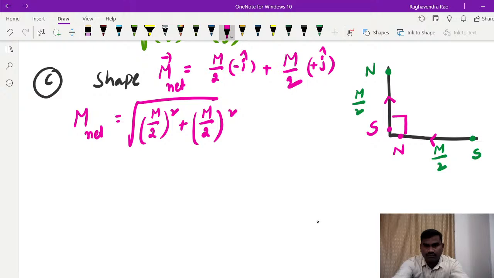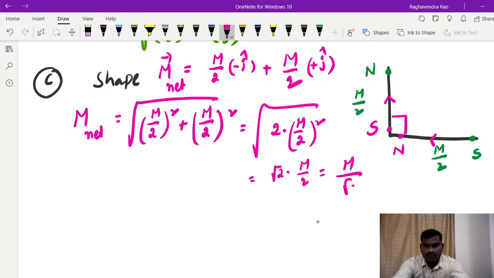So this is root over 2 into M by 2 whole square. Now this is root 2 into M by 2, or M by root 2. So this is the magnetic moment of a magnet bent in the form of shape L.